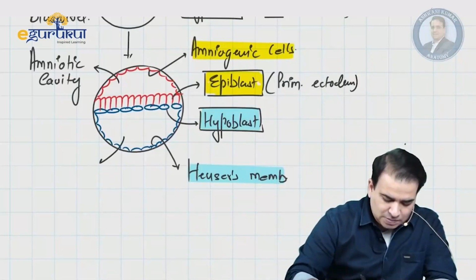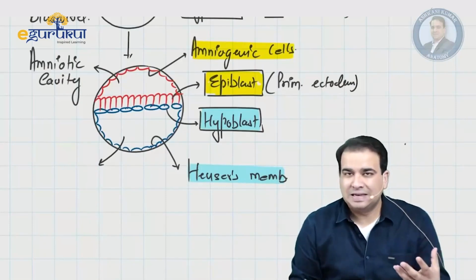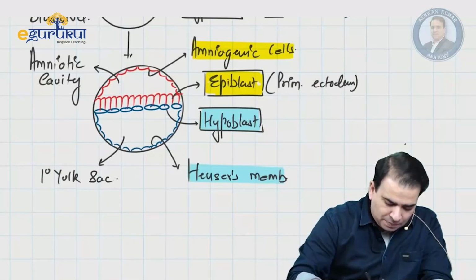And as soon as this Heuser's membrane is formed, the cavity below, you no longer call it blastocele. Now we start calling it what? The primary yolk sac. Make sure you call it primary yolk sac.